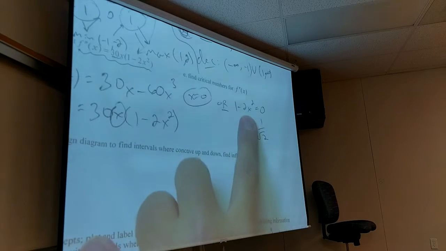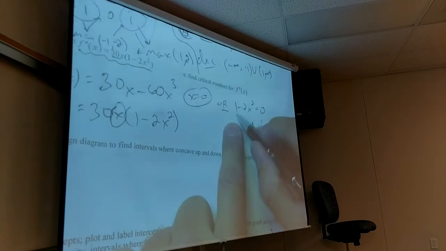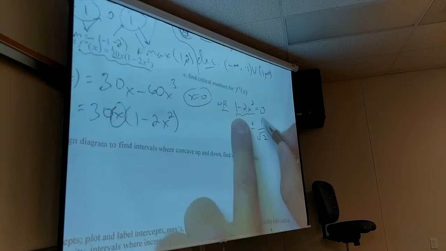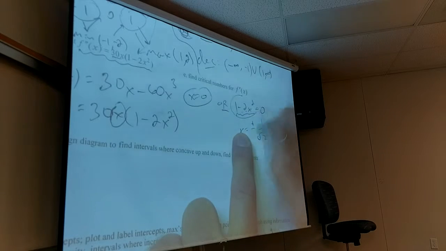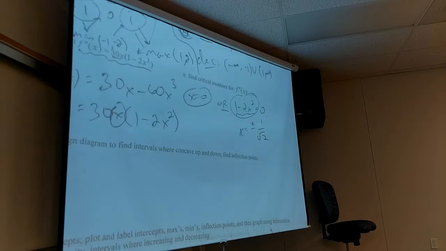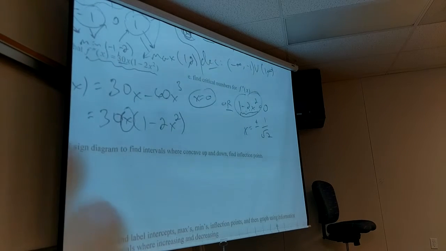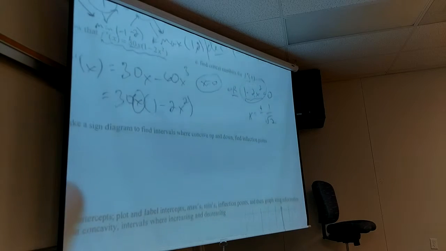Real quick, you guys don't want to hear this, but there's a trig identity: 1 minus 2 sine squared theta equals cosine 2 theta. So this little function here is related to that trig identity. Anyway, it has nothing to do with this function. It's just an interesting little side note. Or not interesting at all.